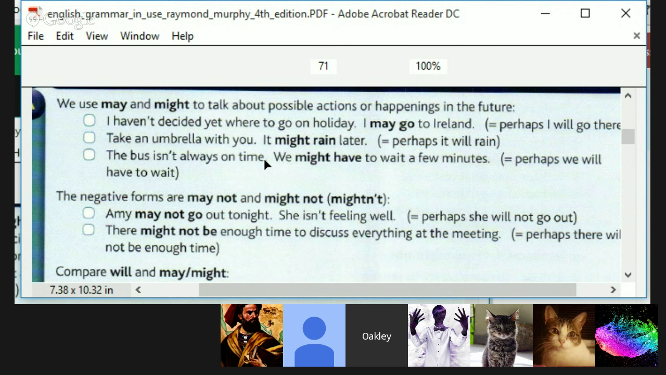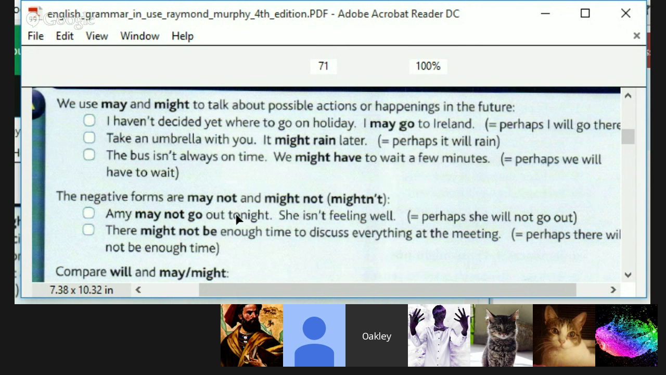Take an umbrella with you. It might rain later. All right, 50-50 chance. Still, we're kind of talking about probability here. The bus isn't always on time. We might have to wait a few minutes. We're talking about the probability of something happening in the future, really. Instead of using may or might, we could use phrases like perhaps I will, or maybe I will, maybe it will, using simple future.